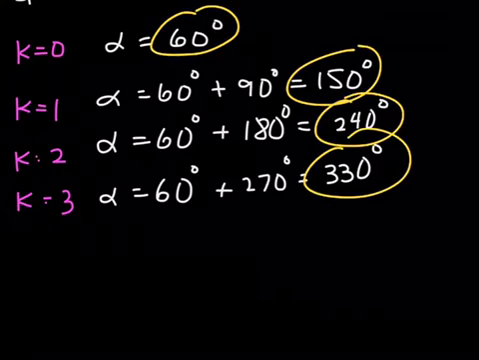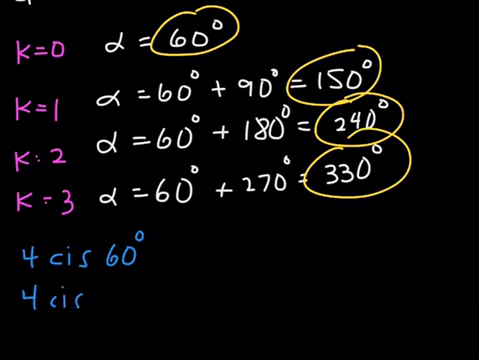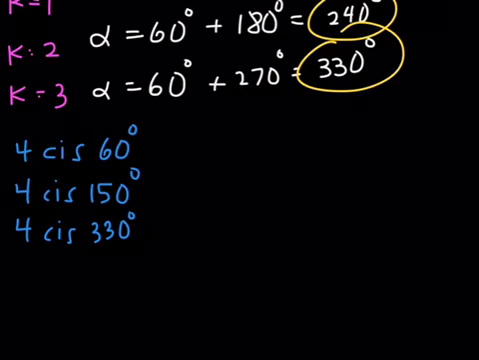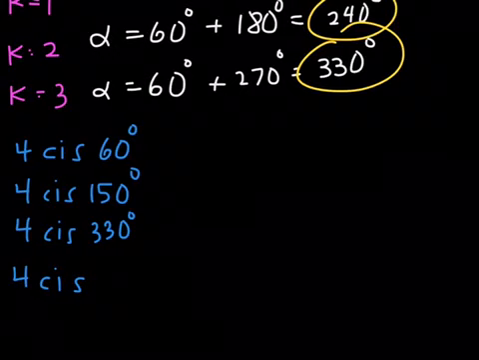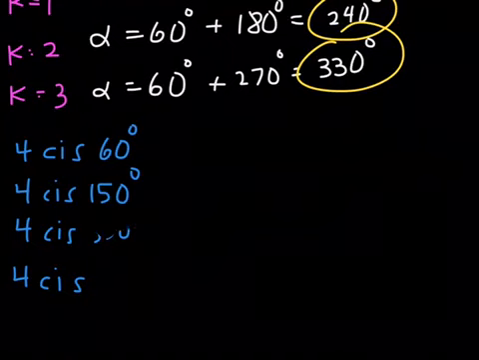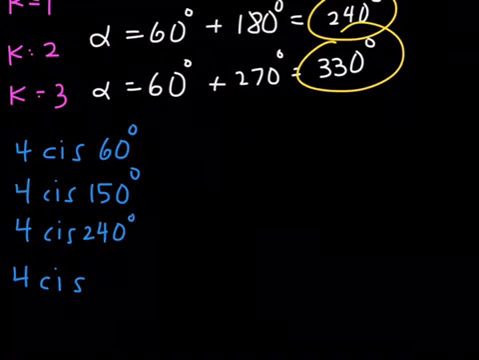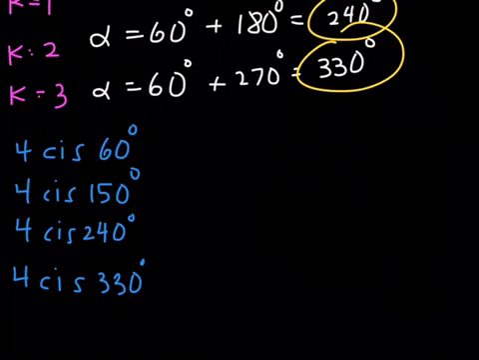All right, so let's write down our answers. So, 4 cis 60 degrees. Next, 4 cis 150 degrees. Next, 4 cis 330 degrees. Next one, 4 cis... Did I miss one? I missed one. Do you see that this should have been 240? There we go. And now this one is 330 degrees. Now, if they just said find the fourth roots, then we're done. But they said to also write the roots in rectangular form, so that's what we're going to do.